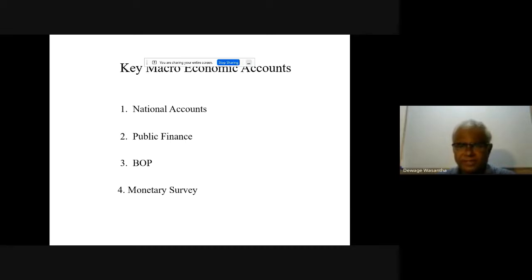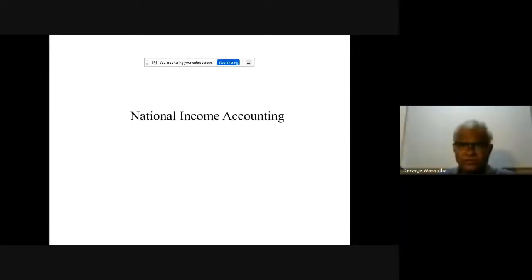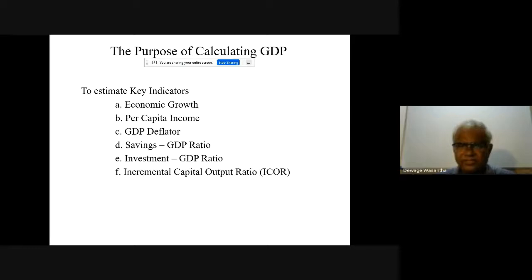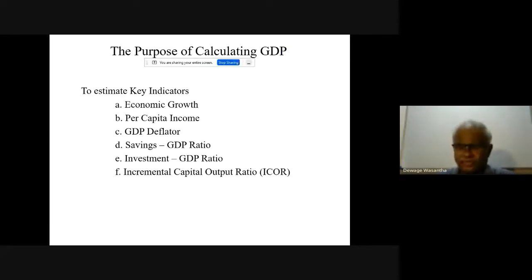Under each account, you have the indicators. National accounts, government budget, BOP, monetary survey. These are the accounts. Under each account, you have the indicators. First indicator is the national accounts. National accounts, the calculation we discussed. We said the approaches, uses of calculation, purpose of calculation. Calculating GDP, we can calculate economic growth, per capita income, GDP deflator, ratios, savings ratio, like that.